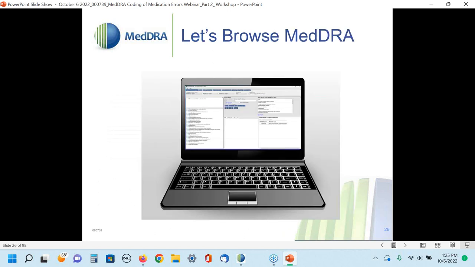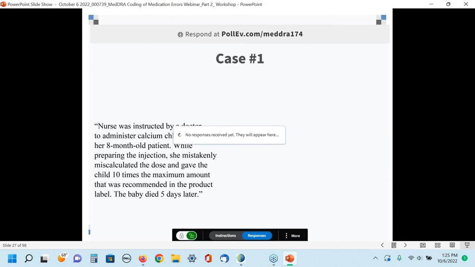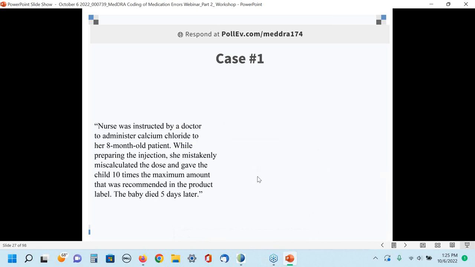Now, the question will be, when we go into MedDRA, what term or terms do we want to use to code this particular event? And with that, I'm now going to open this to you to begin to type in some responses of actual LLTs that you would think should be considered for the coding of this event. Let's see if we've got anything. Medication error.